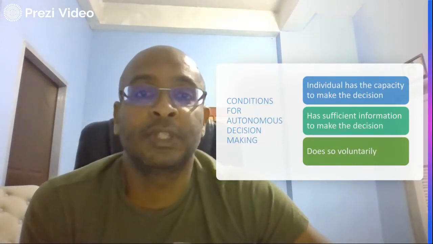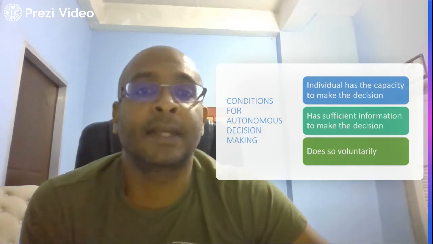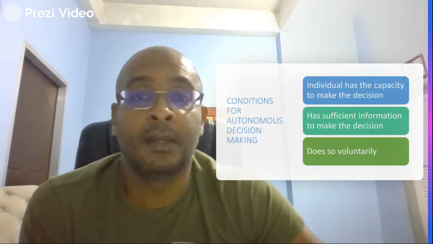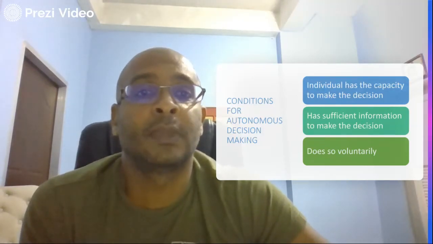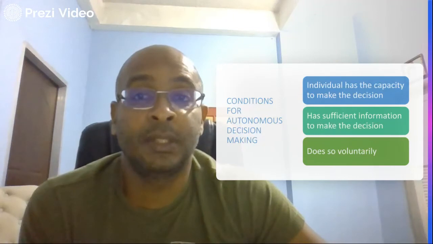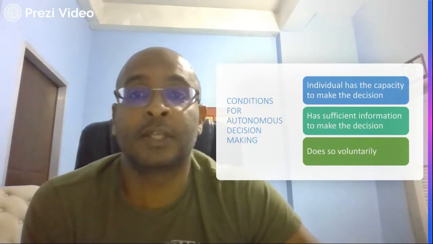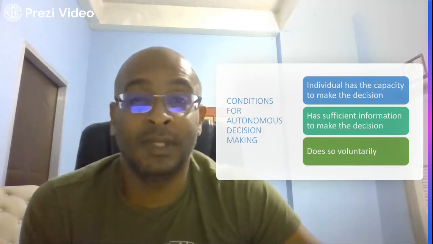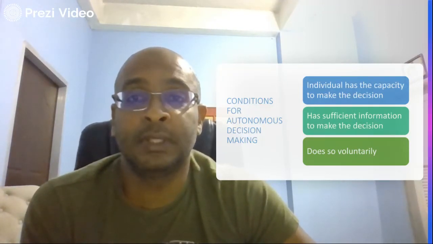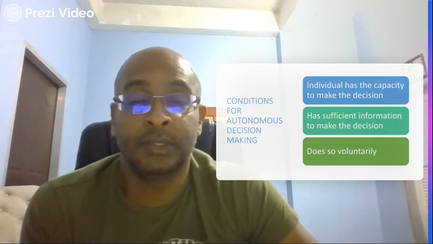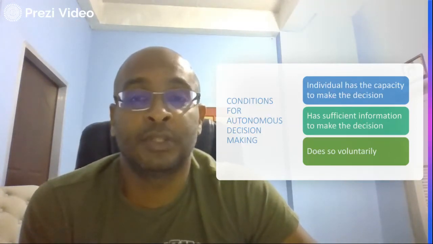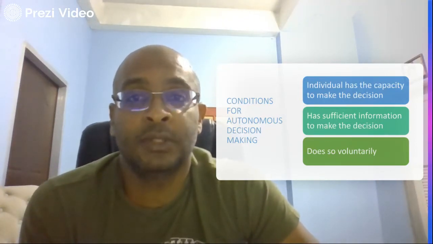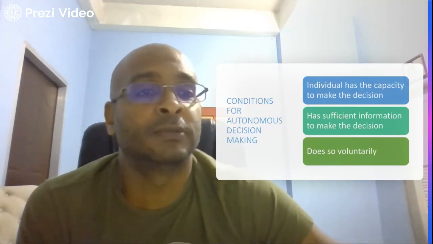Some conditions for autonomous decision making. The individual has the capacity to make the decision. In the previous slide, we saw those conditions that could impair a patient's ability to make that decision. The patient has sufficient information to make the decision. So again, as medical professionals, we are obliged to give them all the information they want. And the patient does so voluntarily. That again goes back to medical paternalism. There is not so much coercion, but the patient must make that decision voluntarily after having received all the medical information that they need or want from the medical practitioner.